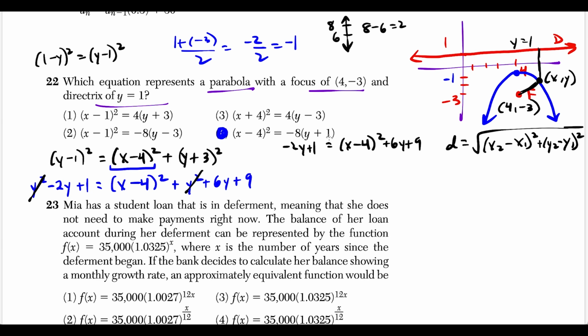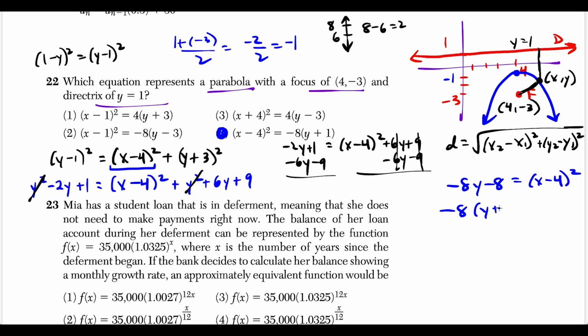So there's a few ways I could go forward with this, but looking at what the answer choice is going to match out to, I'm going to go ahead and move this stuff to the other side. So minus 6y, and then minus 9 on both sides. I'm running out of space here, so I'm going to write this over here. So now we work this out. We have minus 8y minus 8 is equal to x minus 4 squared. And then here we could factor out a minus 8, and we're left with y plus 1 on the inside. So once we get to this step here, we're going to see that this does match choice 4, so that's definitely our answer.